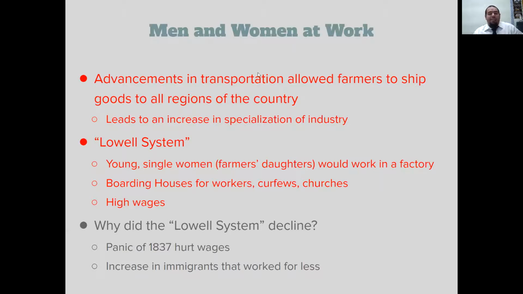Advancements in transportation allowed farmers to ship goods to all regions of the country. And that's going to lead to an increase in specialization in industry. You also have the Lowell System, which I mentioned in the last lecture. You have young and single women, mainly farmers' daughters, who would work in a factory. They would also have boarding houses for workers, curfews, and churches. And they also, for that time, had high wages.